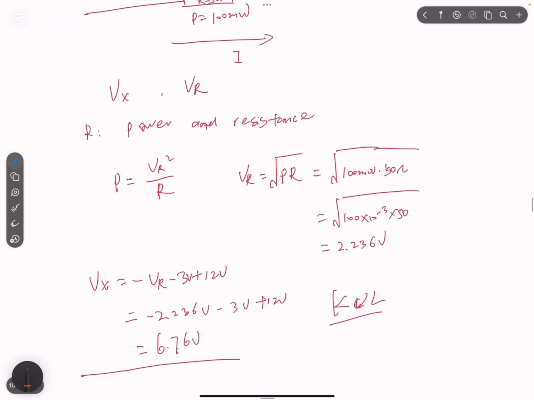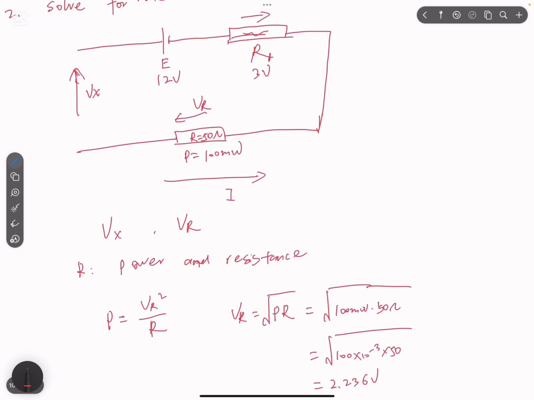So that's for Vx by using KVL, Kirchhoff's voltage law. If we have a loop here, Vx minus 12 plus 3 volts, then plus VR will equal 0. That's by using KVL: the whole loop voltage following the same direction will give us 0. So Vx will be 12 minus 3 volts minus VR.